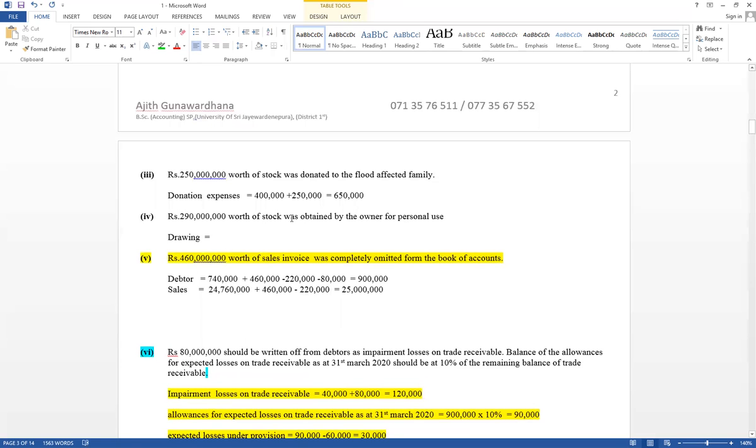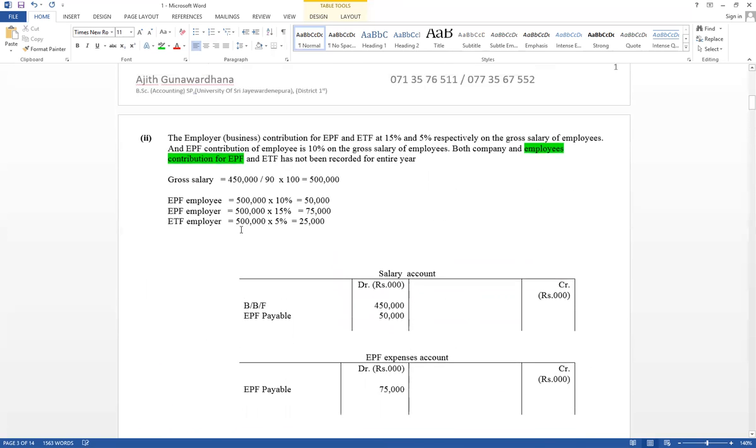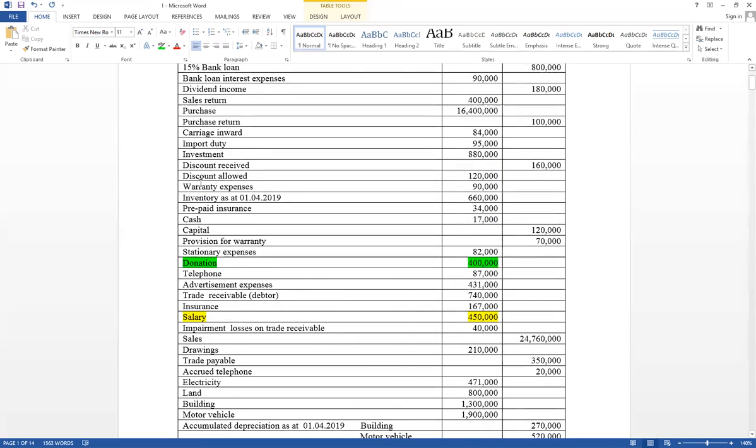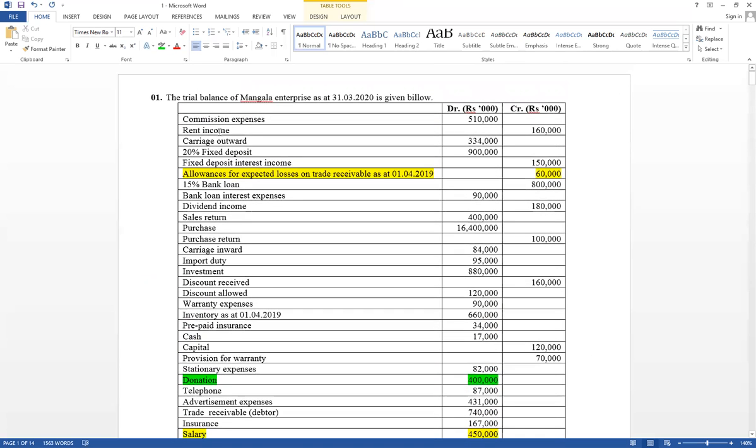And this is stock drawings. Double entry: purchase account credit, drawings account debit. Therefore, this value should be deducted under cost of sales calculation as drawings, but under equity the total value should be deducted. The trial balance also gives drawings. See the trial balance, it has given drawings. If it is given in the trial balance, it means it has already been recorded.